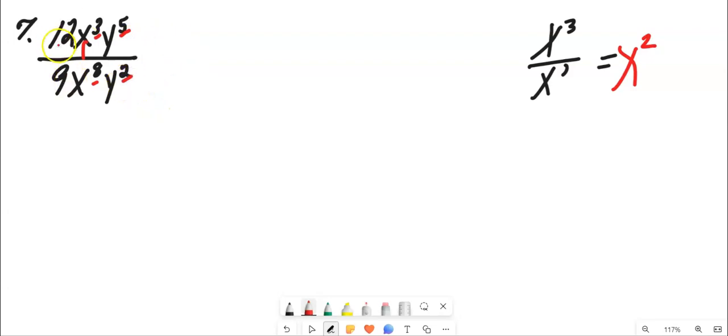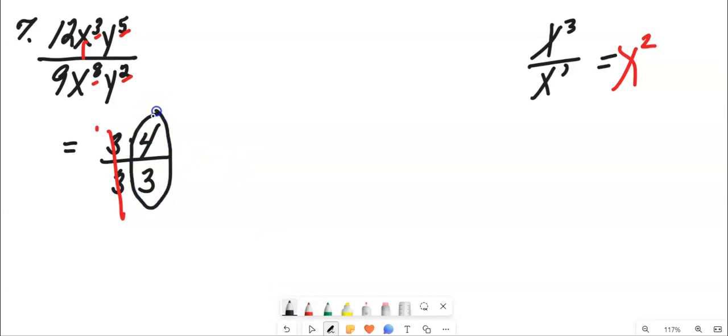Now you can see that 12 divided by 9 does not divide evenly, so we have to reduce that out. So I'm going to start with that. I'm going to use 3 times 4, and then we have 3 times 3 to represent 9. And you can see the 3's reduce down to a 1, which leaves us with our 4/3.